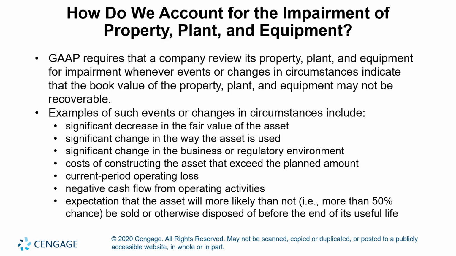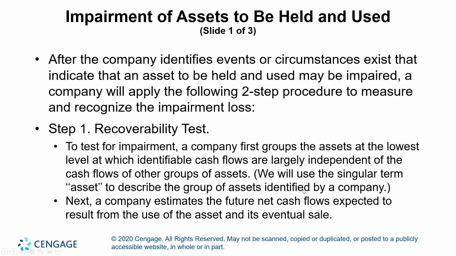Next, the company estimates the future net cash flows expected to result from the use of the asset and its eventual sale. Continuing with step 1, if the total undiscounted cash flows are less than the book value of the asset, the book value is not recoverable, and therefore the company must recognize an impairment loss. If the total undiscounted cash flows are greater than or equal to the book value, the company recognizes no impairment loss.